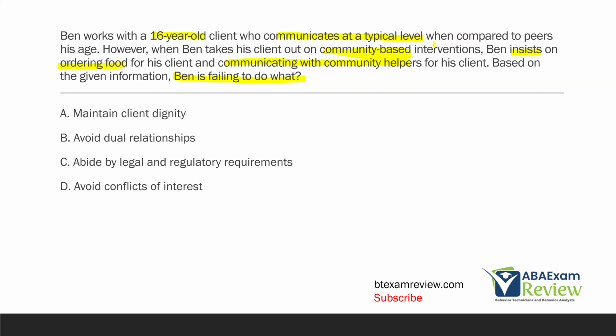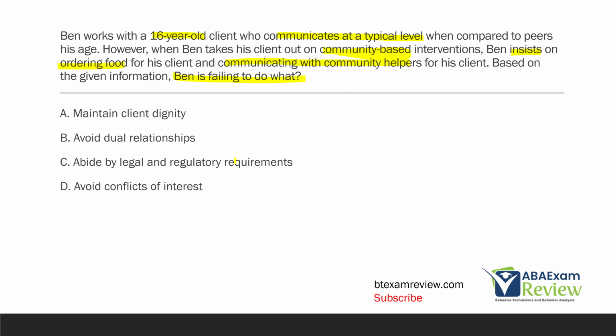Maintaining client dignity is all about treating our clients how we would want to be treated and how we would treat anyone else, even the people we don't work with. What about B, avoiding dual relationships? Well, Ben is not crossing the line between professional and personal here. These are all professional interventions. They're community-based interventions. Ben has done nothing wrong there.